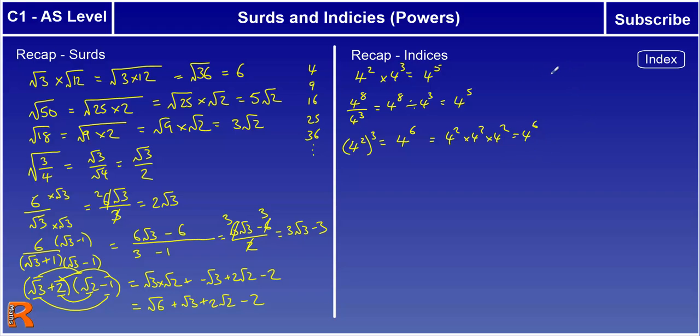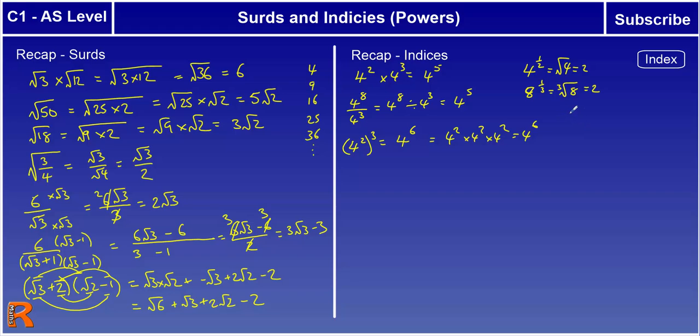Other rules that we should be familiar with are the fractional powers. So 4 to the power of half means the square root of 4, which is 2, or 8 to the power of a third would be the cube root of 8, which is also 2.